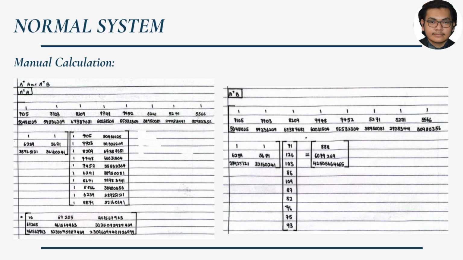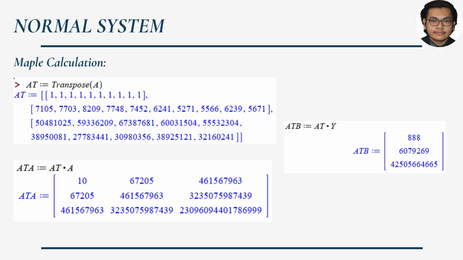So for the manual calculation, the formula for the normal system is A transpose A, X is equal to A transpose B. So we need to find A transpose A and A transpose B. For the normal system on Maple calculation, we already have the A value from before. So we just transpose it in Maple and then multiply with A, and we will get the answer; the same for A transpose B.